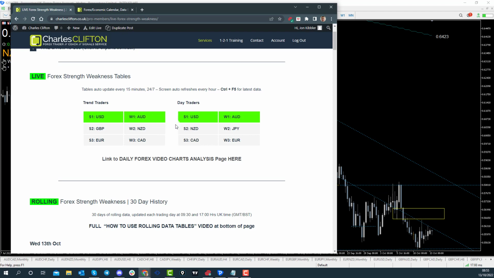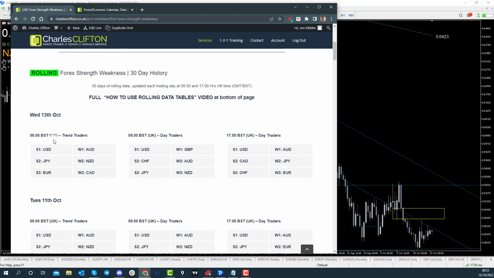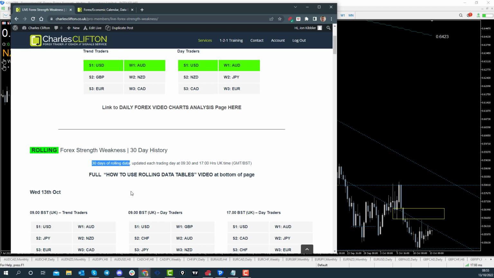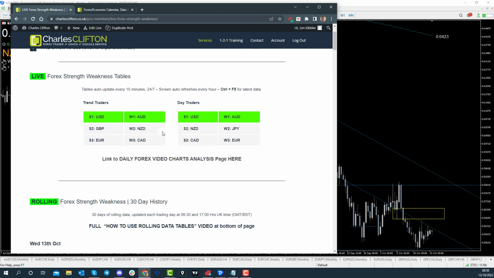Now, just some observations. We can see that actually Kiwi, which featured as W2 here on the trend traders yesterday. So if I just zoom down, you can see that yesterday's information on the 30-day rolling data, that Kiwi was W2 on the trend traders and W3. So we had the confluence between the two trading timeframes. That fell away at the 5 p.m. day traders chart. Now if I just zoom up here as well, you can see that Kiwi has now actually appeared as S2 on the day traders and remains W2 on the trend traders.